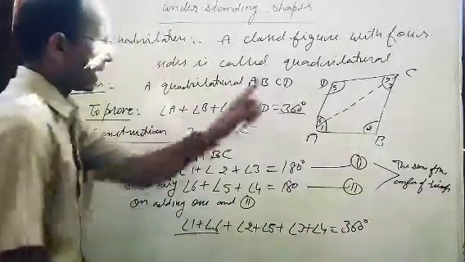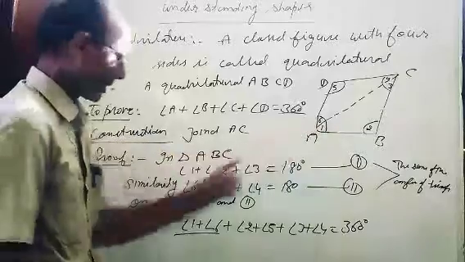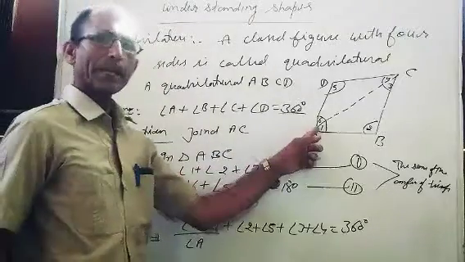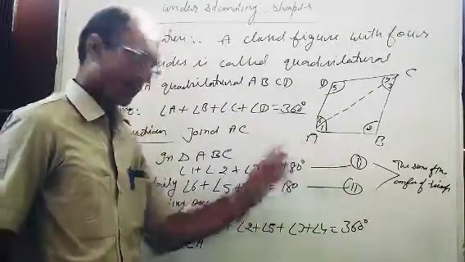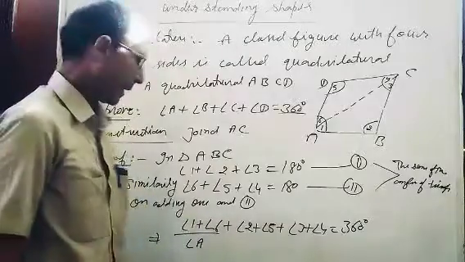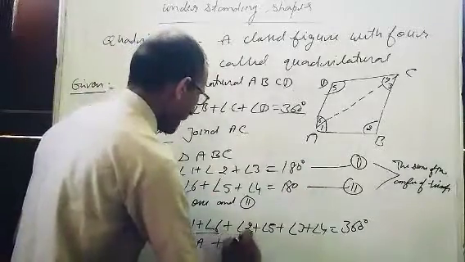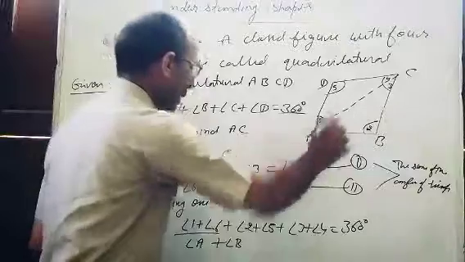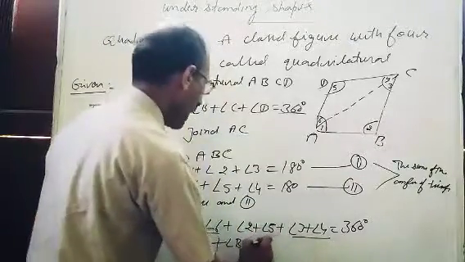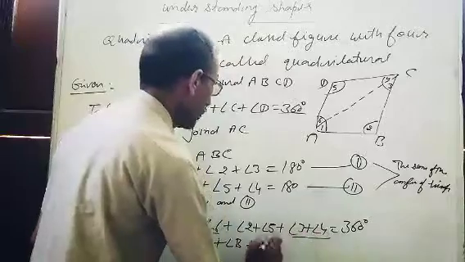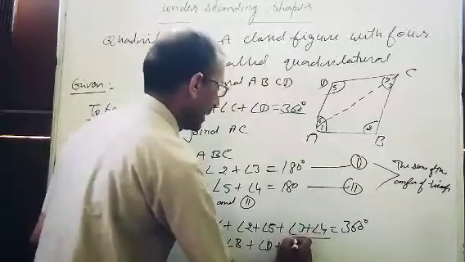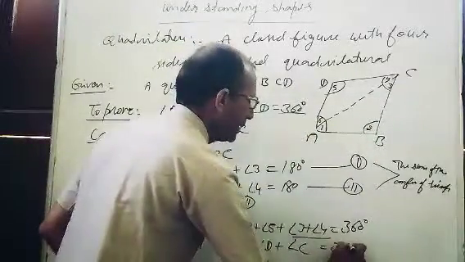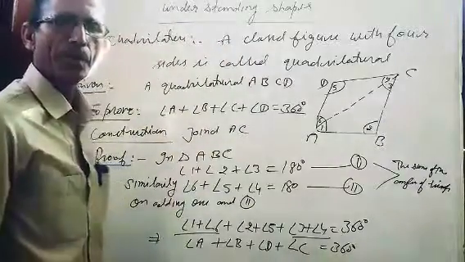Angle 1 plus angle 6, if I add angle 1 and angle 6, I can write angle A, because angle 1 plus angle 6 make angle A. Angle 2 means angle B. Angle 3 plus 4 means angle C. Angle 5 you can write as angle D, or you can write angle C first, because 3 and 4 make angle C. So this is equal to 360.